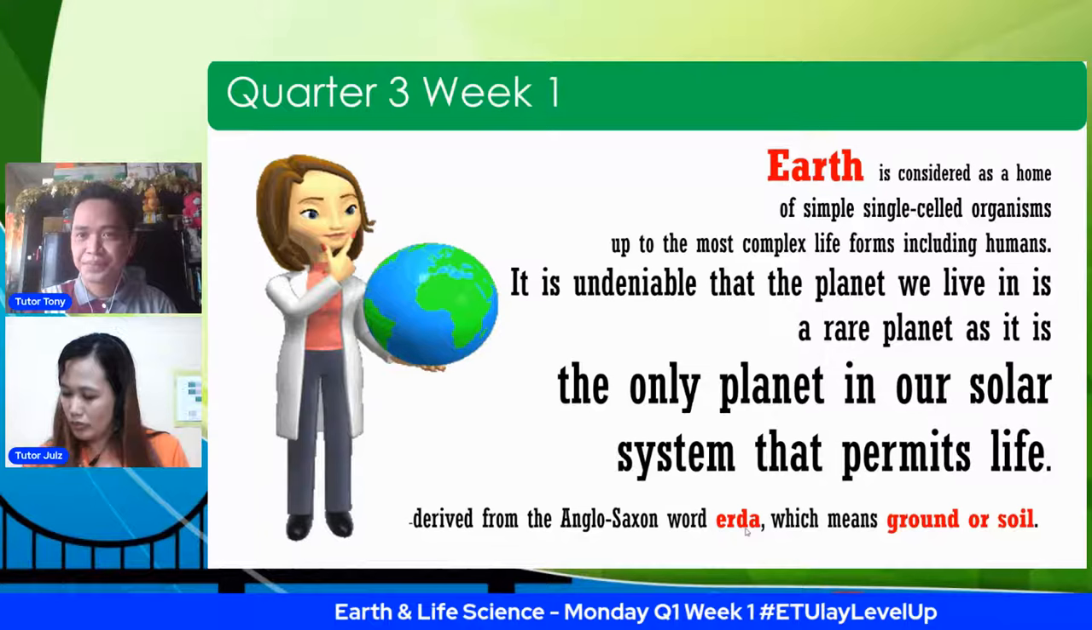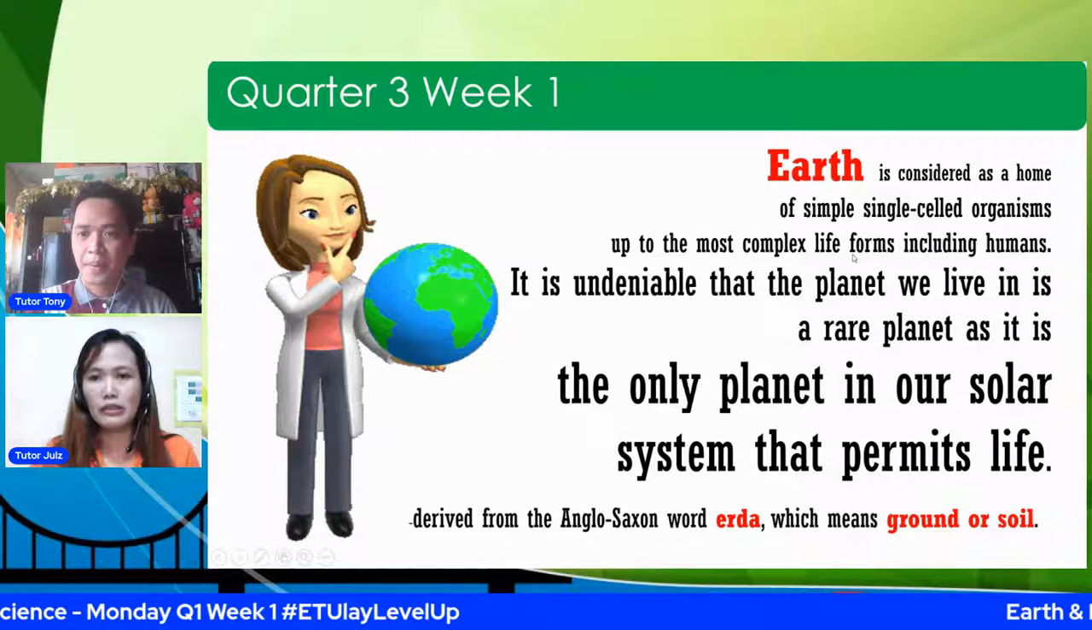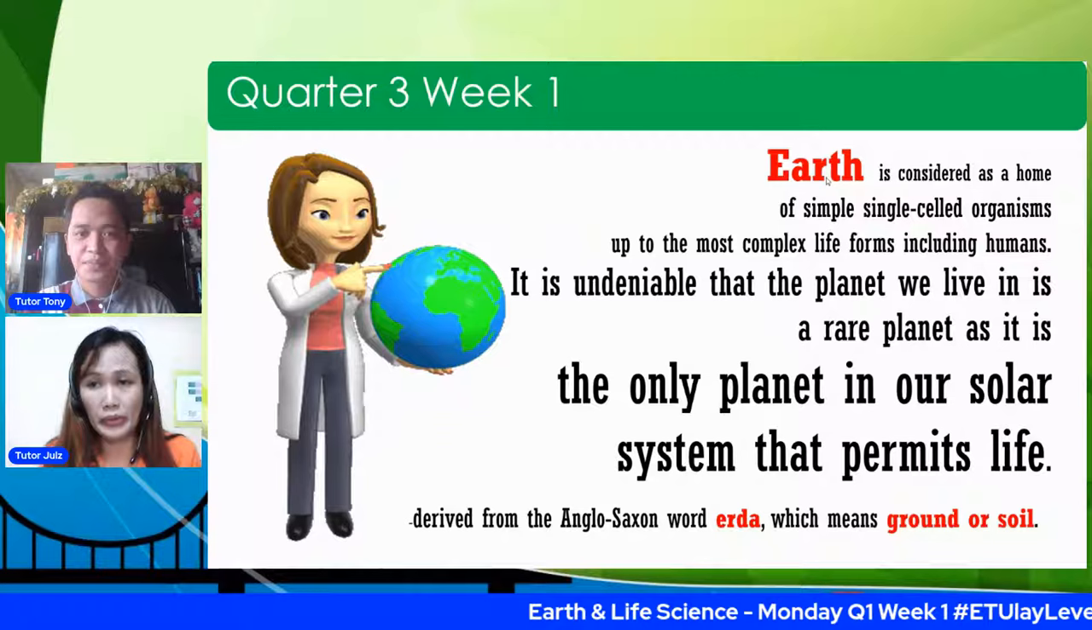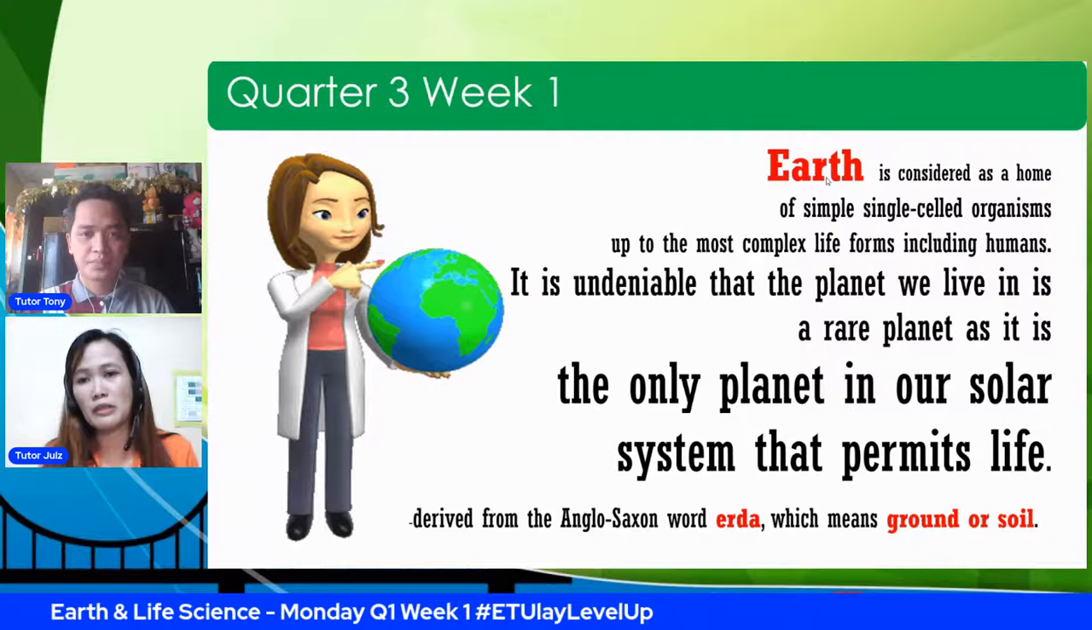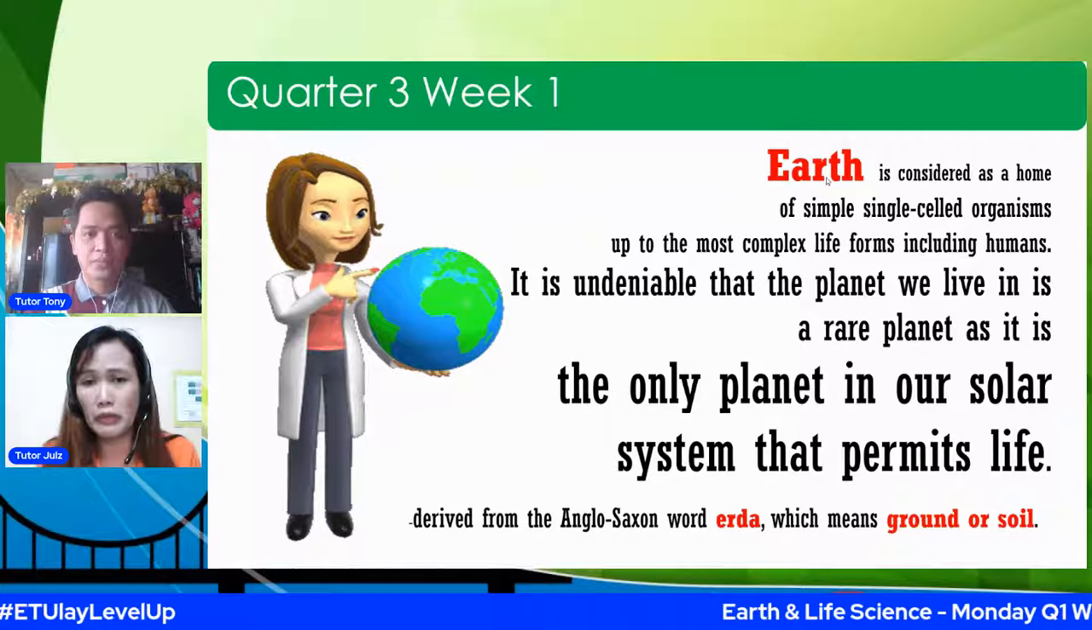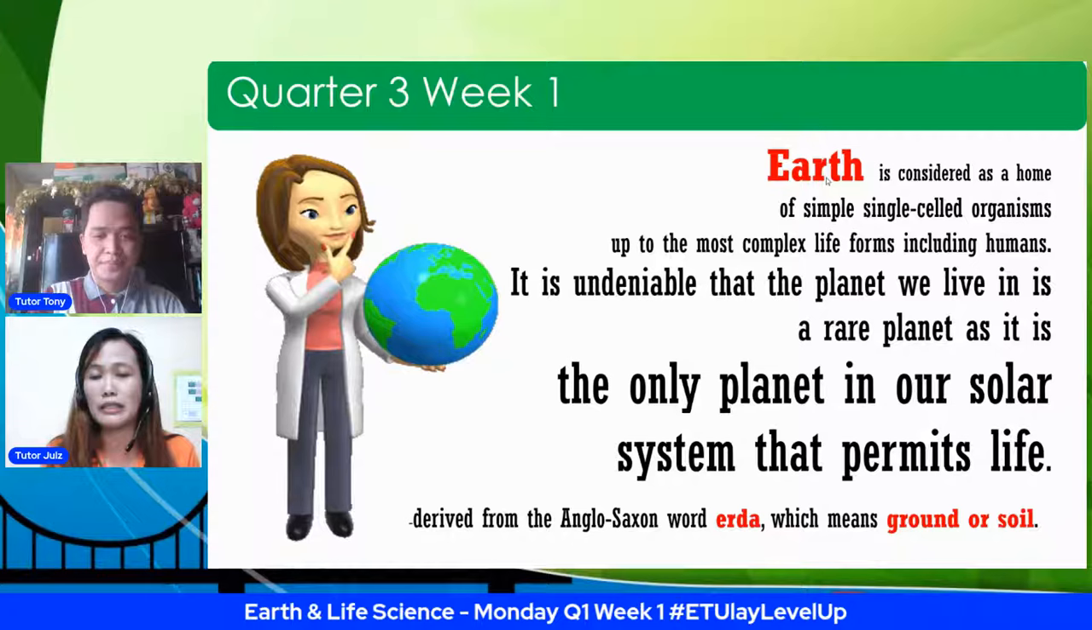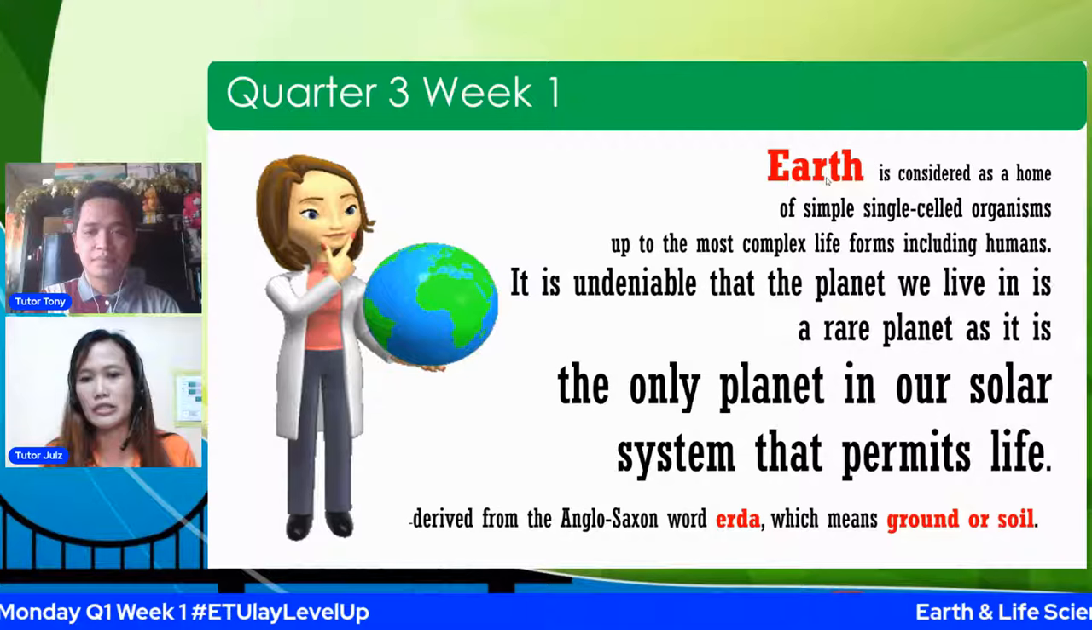Before we answer that, let's have the definition of Earth. The Earth is considered a home of simple single-cell organisms, known as unicellular, up to the most complex multicellular life forms, including humans. It is undeniable that the planet we live in is a rare planet, as it is the only planet in our solar system that permits life.